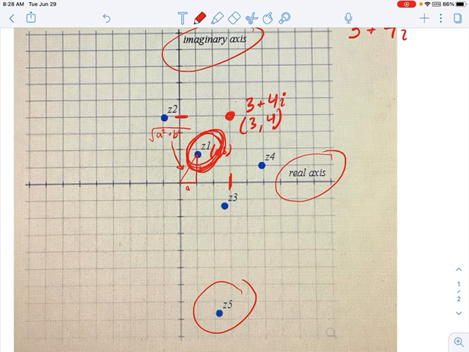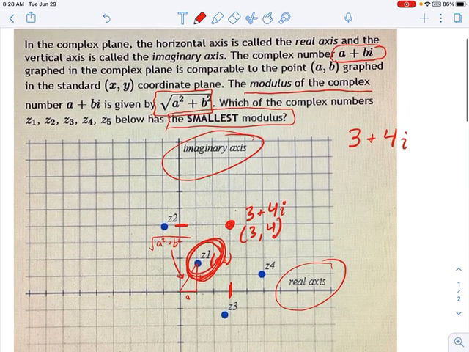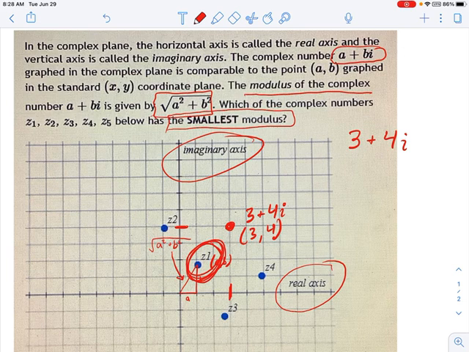Okay. In the end, this wasn't really about imaginary numbers and real numbers and how you plot them on a complex plane. It was about recognizing the relationship between an equation, this a squared plus b squared square root, and a picture. It's a distance equation for the hypotenuse of a triangle.